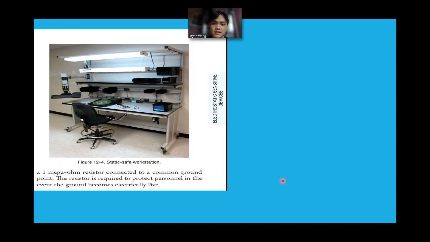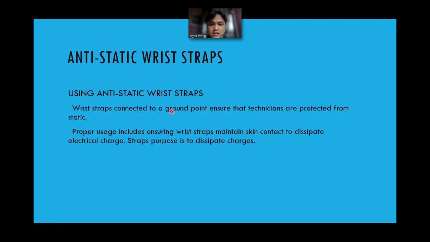An example is shown in the next figure. Based on this figure, this shows a static safe workstation. A 1 mega ohm resistor is connected to a common ground point. The resistor is required to protect personnel in the event the ground becomes electrically alive. By having a 1 mega ohm resistor connected to the ground point, we are able to ground any static electricity present. So this is a static safe workstation.